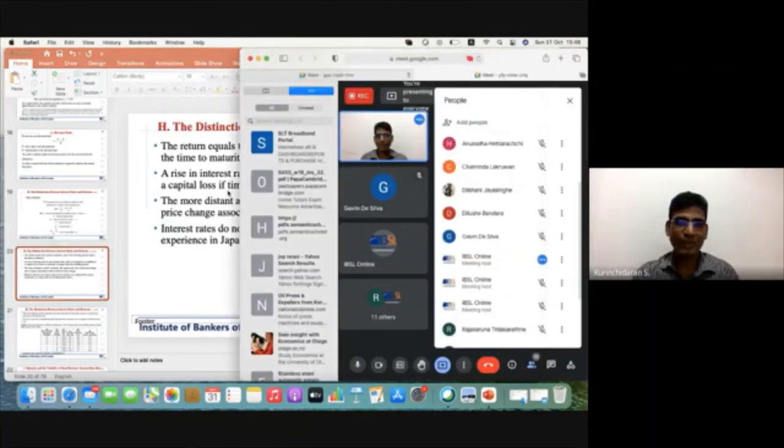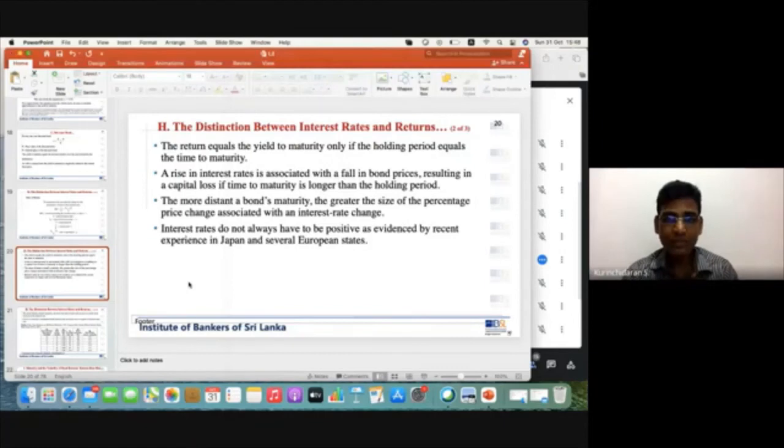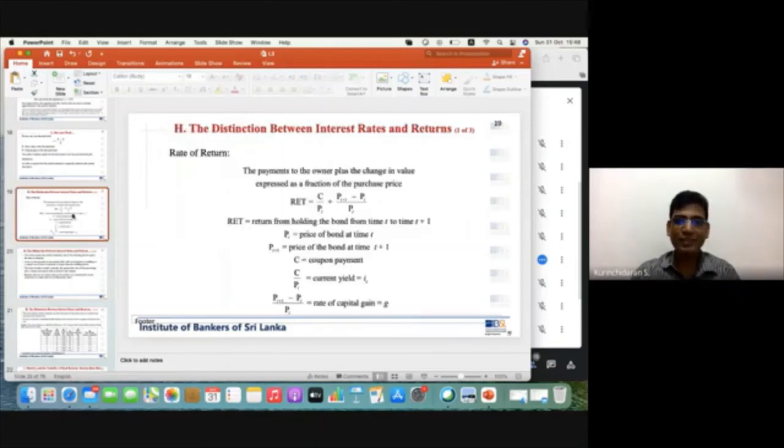Now the problem comes if you are going to keep your financial instruments or treasury bonds until the maturity. You don't have any issue. Your yield to maturity would be equal to your return, because you don't have any price difference between today's price and tomorrow's price, since you are going to get the face value anyway at the maturity.